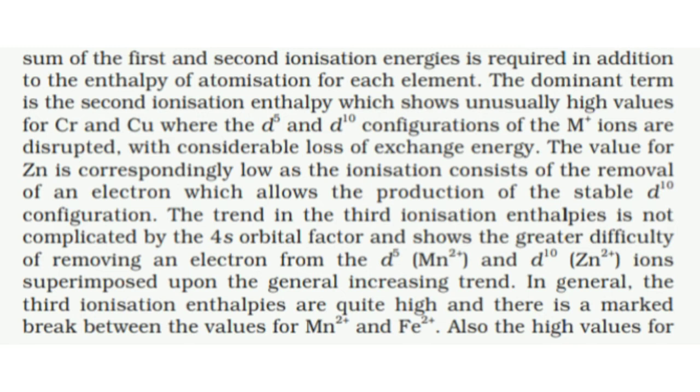The dominant term is second ionization enthalpy, which shows unusually high values for Cr and Cu, where the d5 and d10 configurations of the M+ ions are disrupted, with considerable loss of energy. The value for Zn is correspondingly low, as the ionization consists of removal of an electron, which allows the production of the stable d10 configuration.